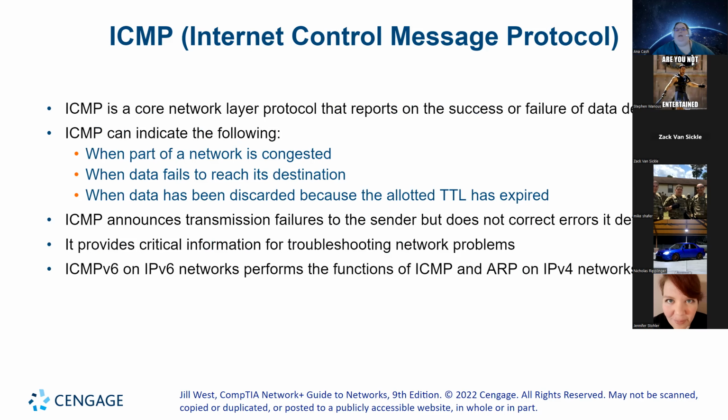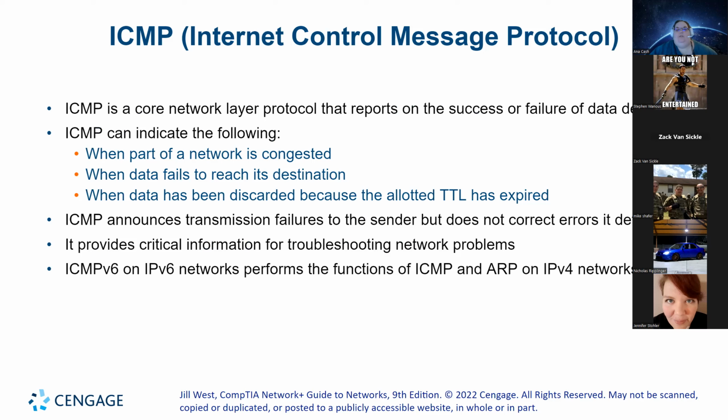Okay, ICMP is a core network layer protocol that reports on the success or failure of data delivery. This can indicate the following: when a part of a network is congested, when data fails to reach its destination, and when data has been discarded because the allotted TTL has expired.